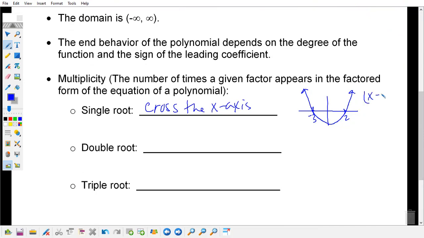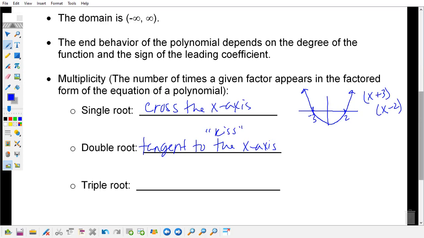So we had x plus 3 and we had x minus 2. It just crosses. Now, when you have a double root, I like to say it kisses, but it's called tangent. It is tangent to the x-axis. I like to say it kisses the x-axis.